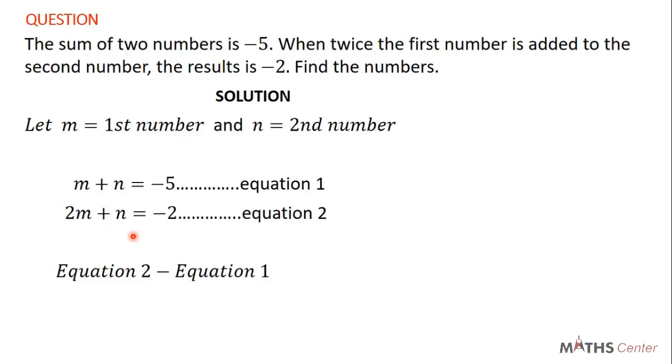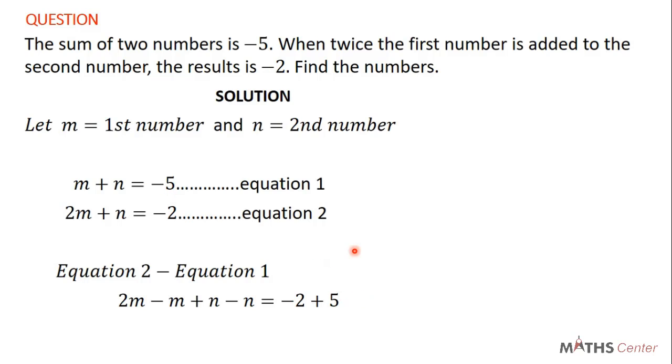From here, I say equation 2 minus equation 1. So I'm going to subtract equation 1 from equation 2. Now look at how the subtraction is going to be. It's going to be equation 1 from equation 2. So I'll take the first term in equation 2, which is 2m, minus the first one in equation 1, which is m. I'll take the second one in equation 2, which is n, minus the second one in equation 1, which is n, is equal to the third one in equation 2, which is minus 2, minus the third one in equation 1, which is minus 5.